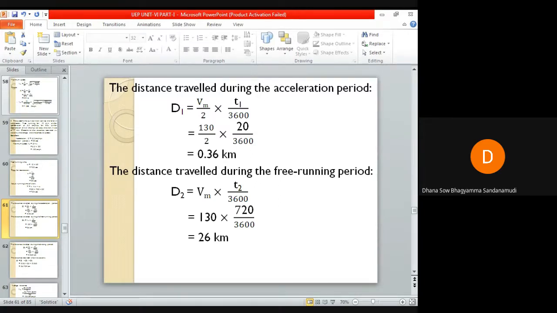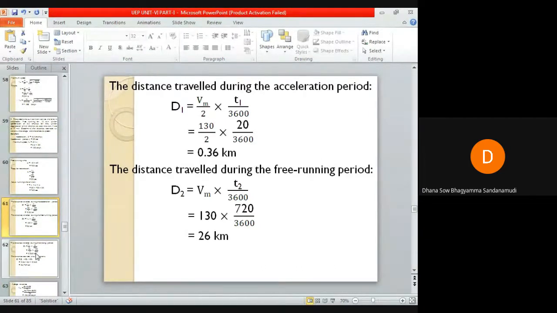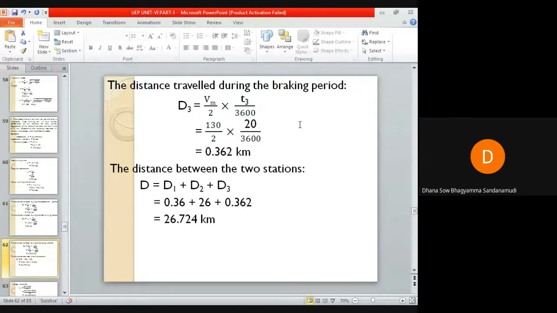Good. Completed. Next, let us determine the distance traveled during the braking period, that is, the retardation period. Let us assume d3 is the distance traveled during the braking period. d3 is equal to Vm by 2 into t3 by 3600. You know Vm is 130 and t3 is 20. Substitute in this formula: 130 by 2 into 20 by 3600. Simplify it and you will get 0.362 kilometers. So the distance traveled during the retardation period is 0.362 kilometers.